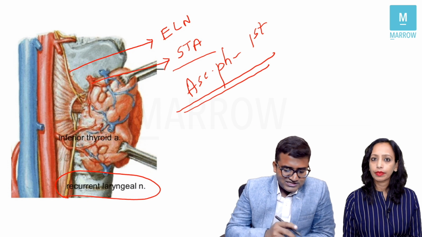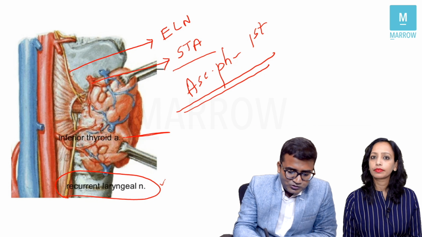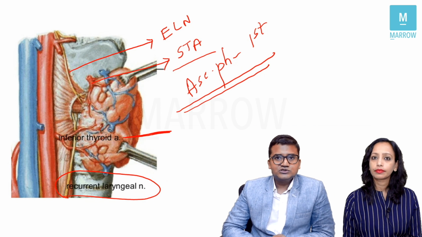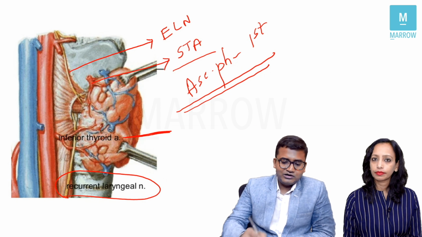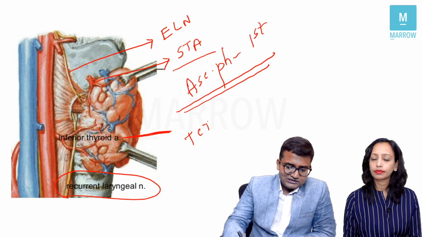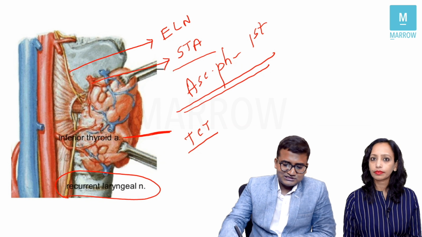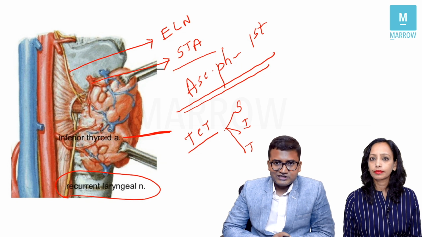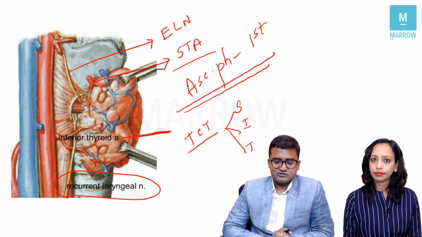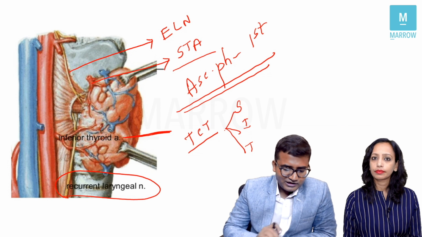Right. Now you see here, there is a recurrent laryngeal nerve which is closely related to the inferior thyroid artery. So the inferior thyroid artery is a branch of, yes, very good, the thyrocervical trunk. The thyrocervical trunk will give how many branches? Yes, 3 branches. I think you know the mnemonic. The mnemonic is SIT branch. Yes, very good. Suprascapular, inferior thyroid and transverse cervical. So these are the nerves related to the thyroid gland.